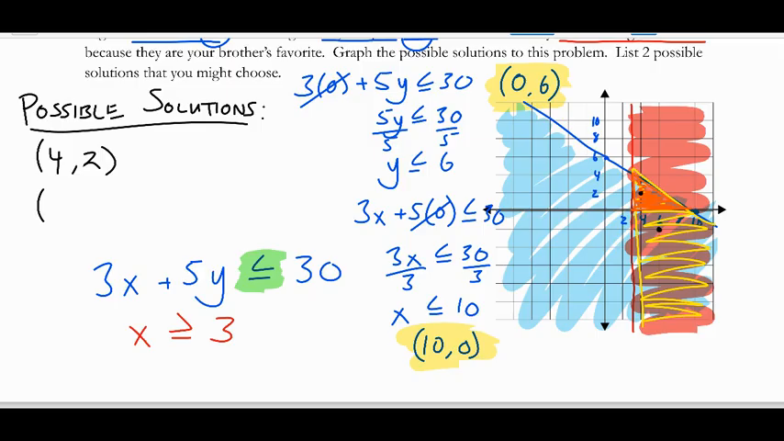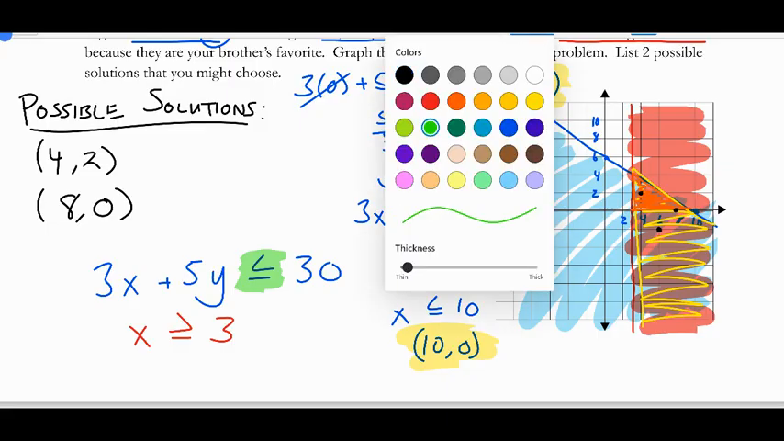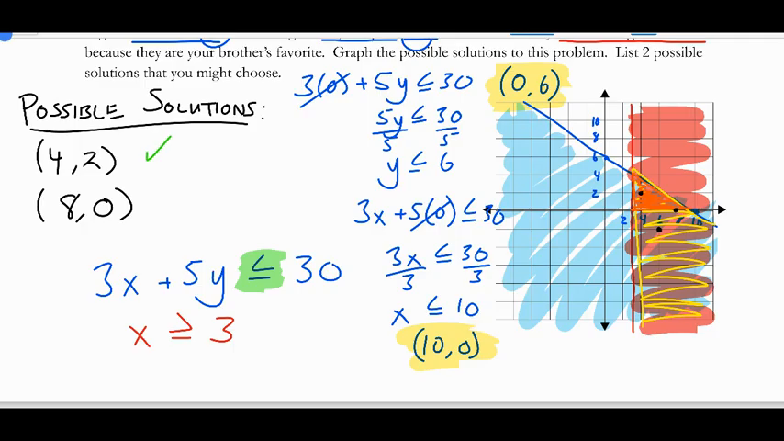Another possible solution could be anywhere. How about right over here? Okay, that's going to be 8 bags of Cheetos. That's 8, 0, which means 8 bags of Cheetos, 0 bags of Lay's. That's okay, as long as we have at least 3 bags of Cheetos, we're good to go. So these are both good solutions right here. Okay. And hopefully that helps.